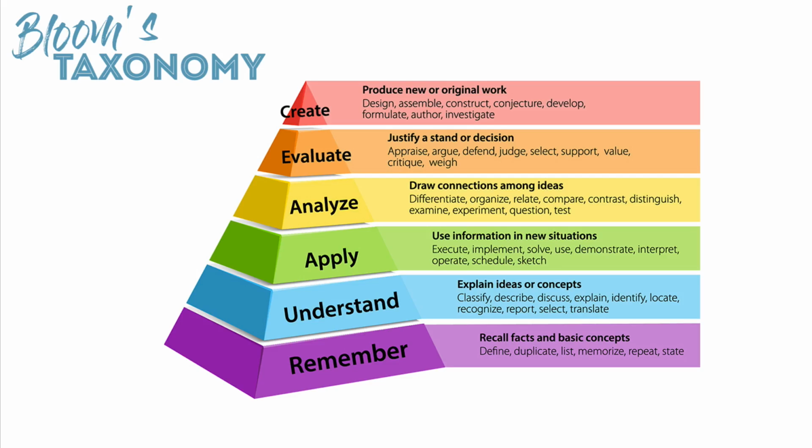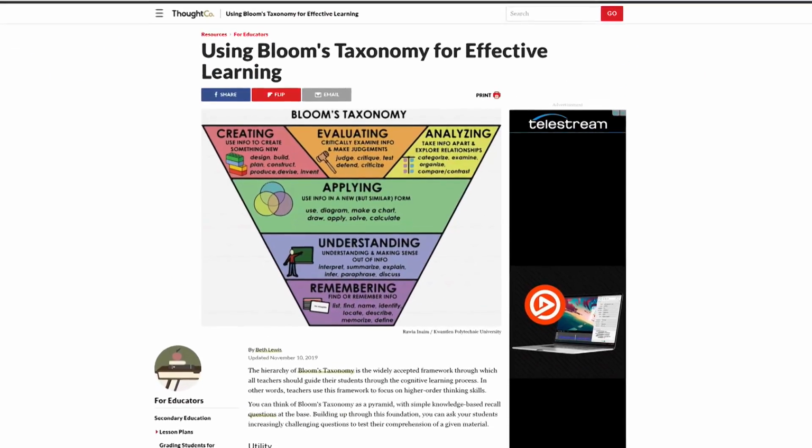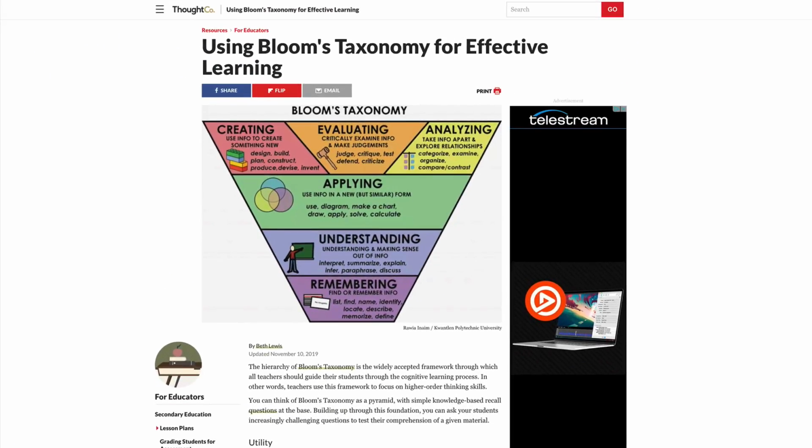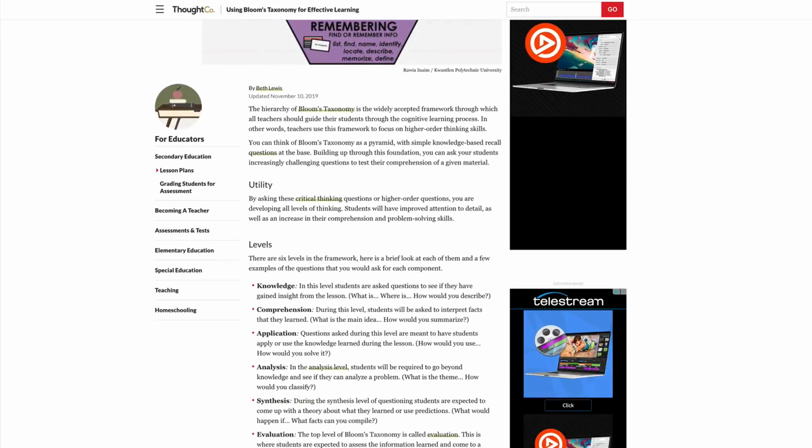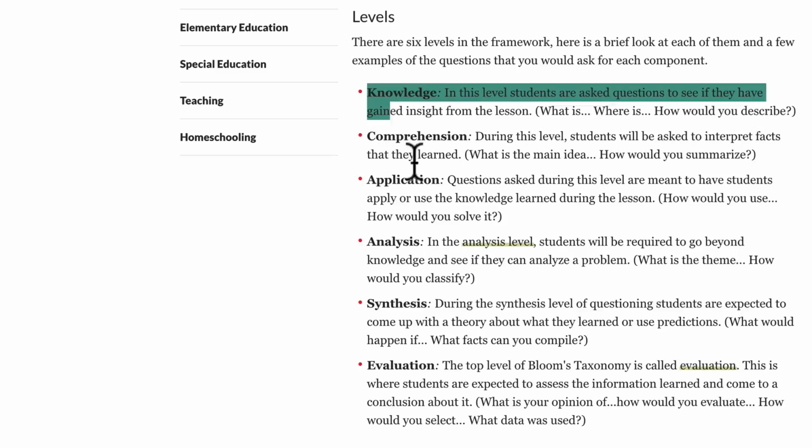Now, if you just searched Google right now for Bloom's taxonomy, there's a good chance you'll find older versions of his taxonomy that don't have these verbs here. Instead, they have nouns.